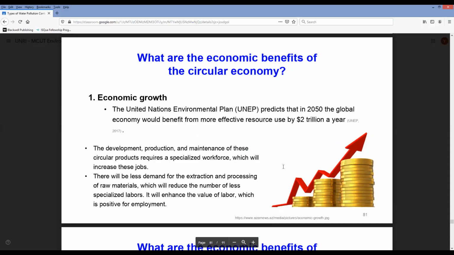So what is the benefit? Right now we have been talking about the disadvantages, so what is the benefit of the circular economy? It will increase economic growth. For example, the United Nations Environment Programme predicts that by 2050 the global economy will benefit from more effective resource use by 2 trillion a year. Okay, next please.